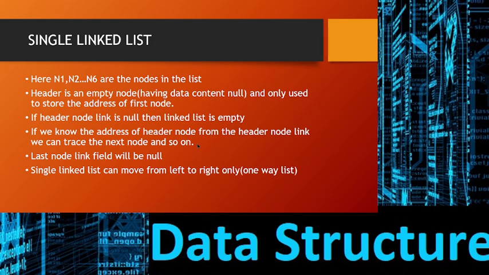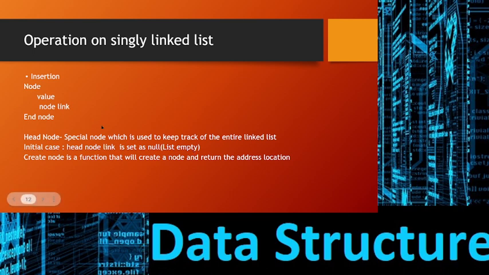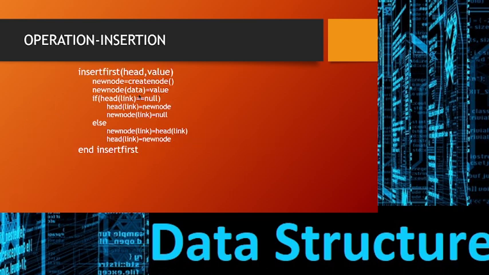So I want to implement insert first. This is a node. In this algorithm we will be passing the head and the value. The user will be passing this head and value. Then whenever the user wants to create a node, he will be calling the create node function. Then the node's data part will be assigned the value.